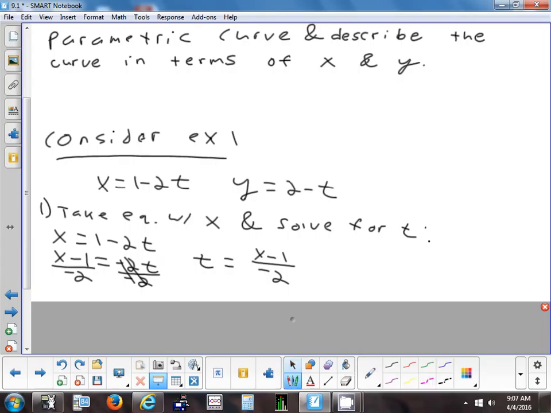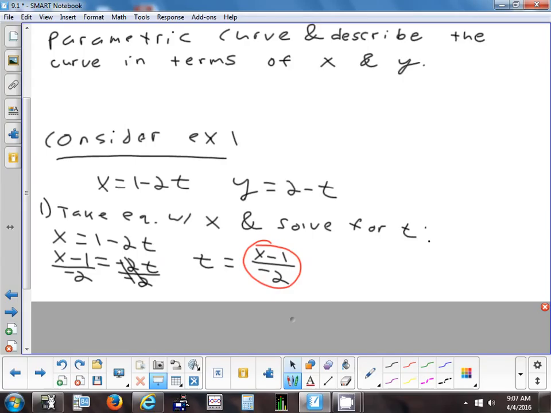Right. Now I have a formula for t. It's x minus 1 divided by negative 2. Any thoughts what I'm going to do with that? Plug in where t is. Yep, we're going to plug it in where t is in which equation? In x? Not x, because we already used the x equation. Oh, in y.